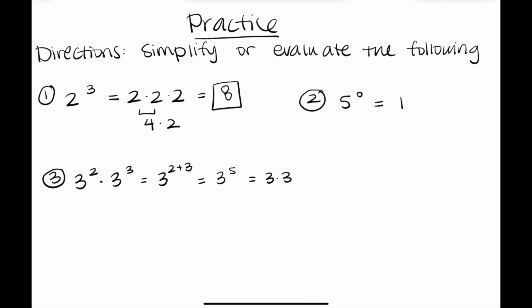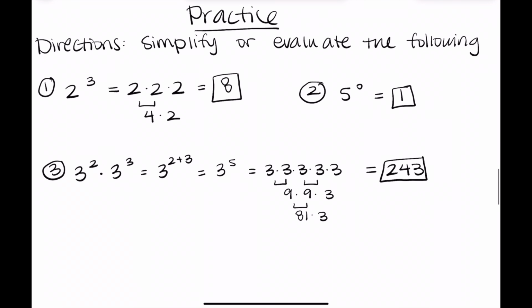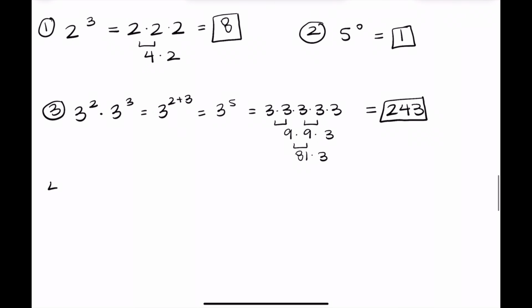Now we still need to evaluate this. 3 to the power of 5 is just 3 times itself 5 times. So we will expand that out to 3 times 3 times 3 times 3 times 3. We know that 3 times 3 is 9, 3 times 3 is 9, and then that 1 3 will come down. We know that 9 times 9 is 81, so our answer will be 81 times 3, which gives us 243. So 243 is our answer for number 3. And now we'll move on to our fourth practice question.